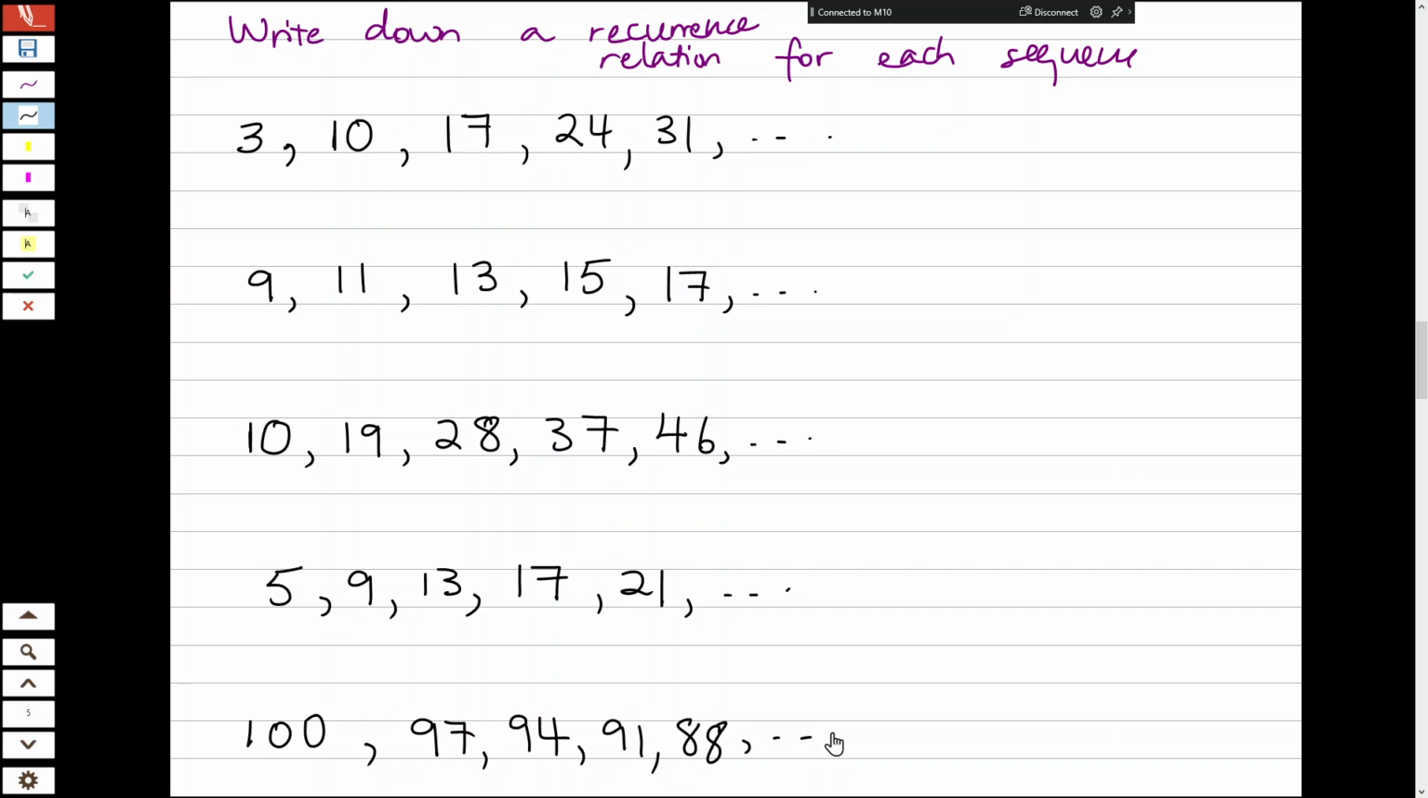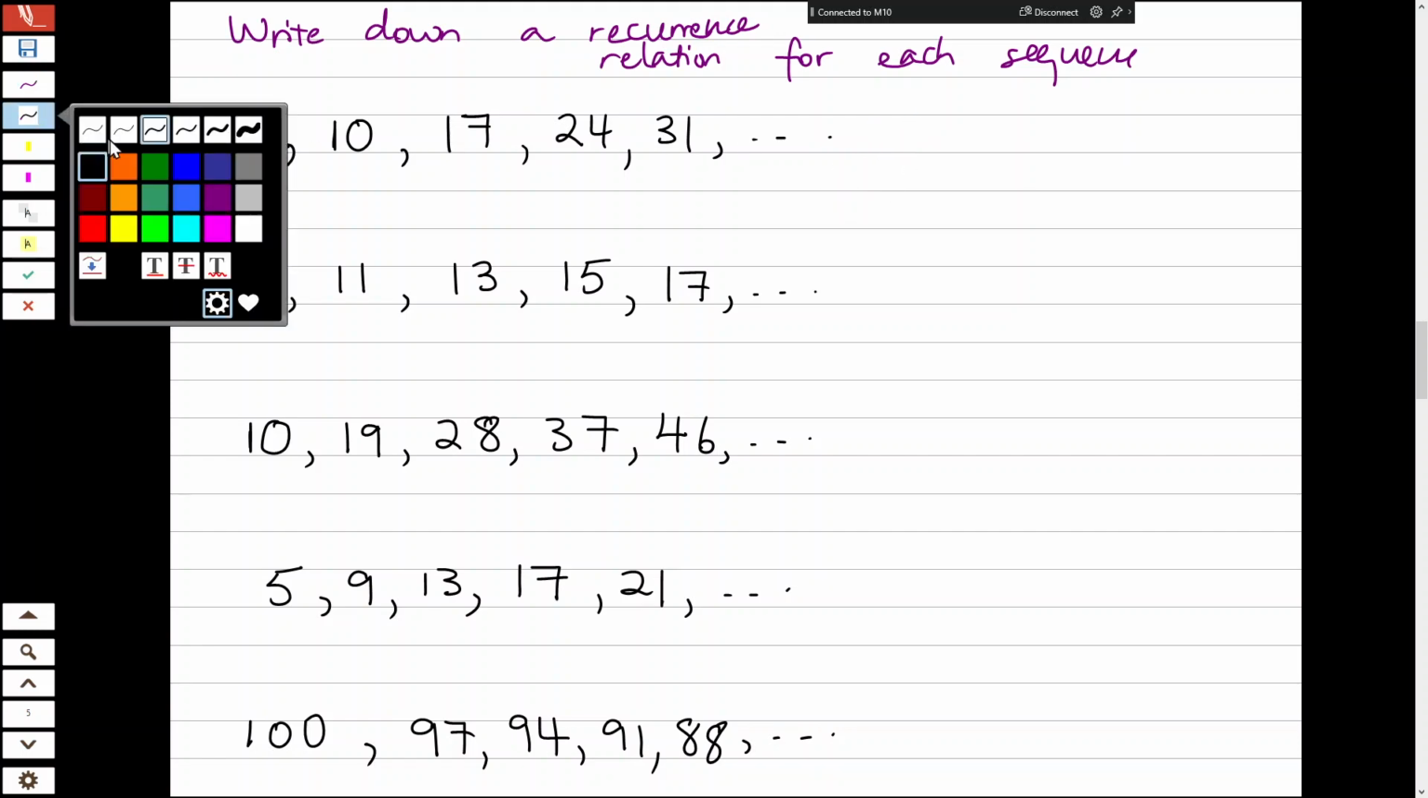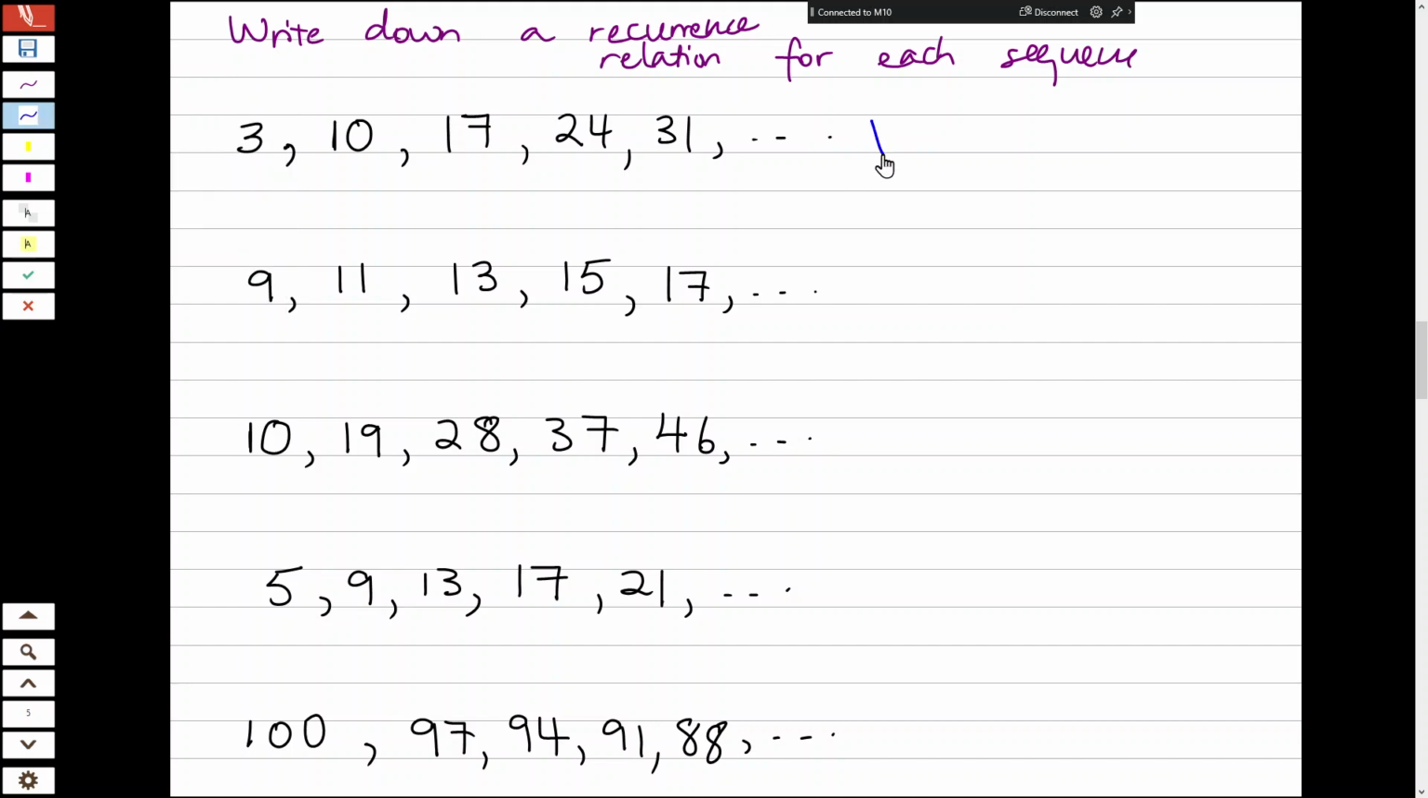Okay, I'll do the first one. So folks, I'll do the first one for you. V0 is the first number in the list. That's 3. Comma. The second equation tells you how to get the next number, Vn plus 1, from the previous number, Vn. What's happening in this sequence? Plus 7, so plus 7 there. Okay? Off you go.